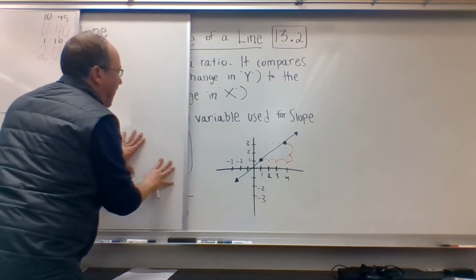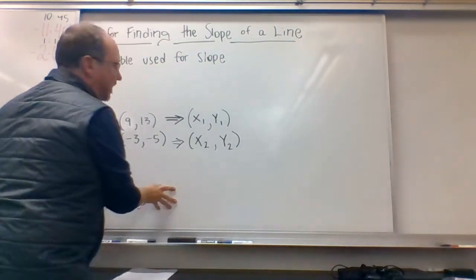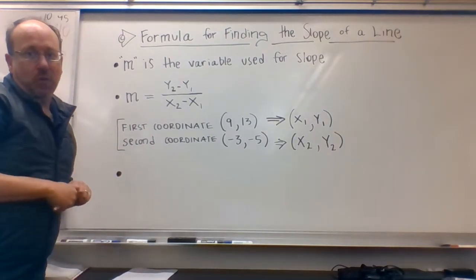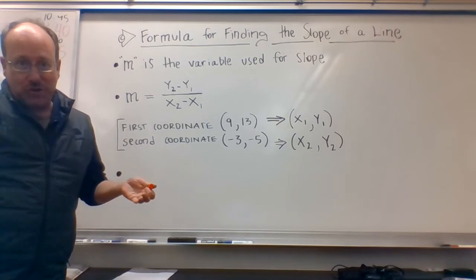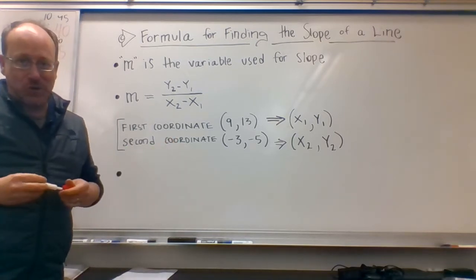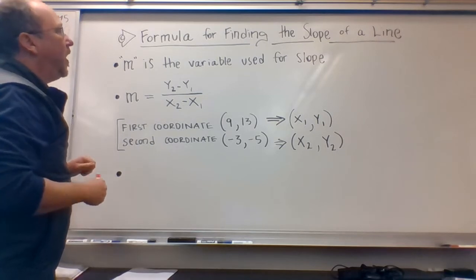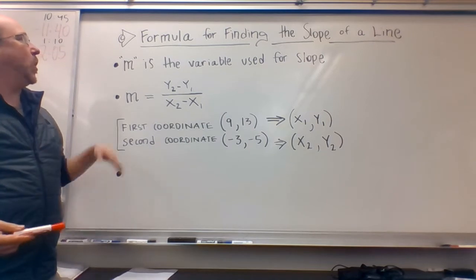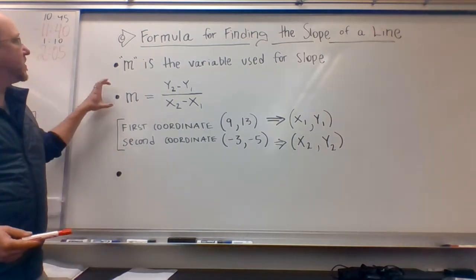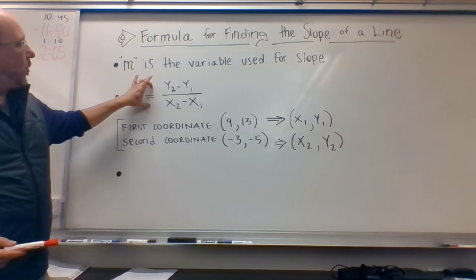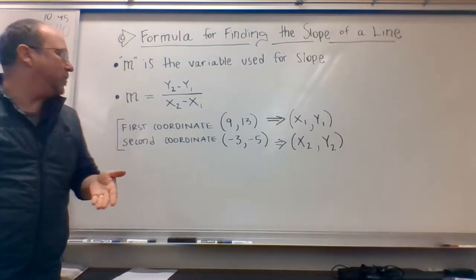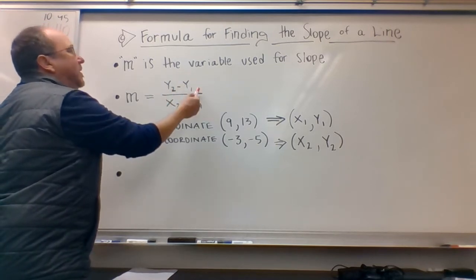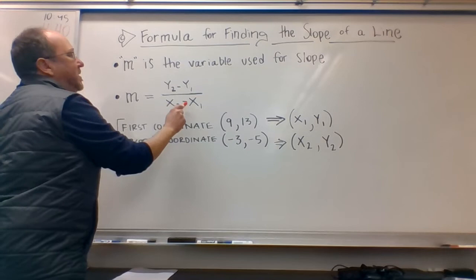Okay, now sometimes it's not a really clean graph where you can count it really easily, and so we have a formula. You got your journal out, get this formula into your journal. So m, again, is the variable used for slope. And in this formula for finding slope, we say m is equal to, and you need 2 coordinates to do this. Now, y subscript 2 minus y subscript 1, over x2 minus x1.